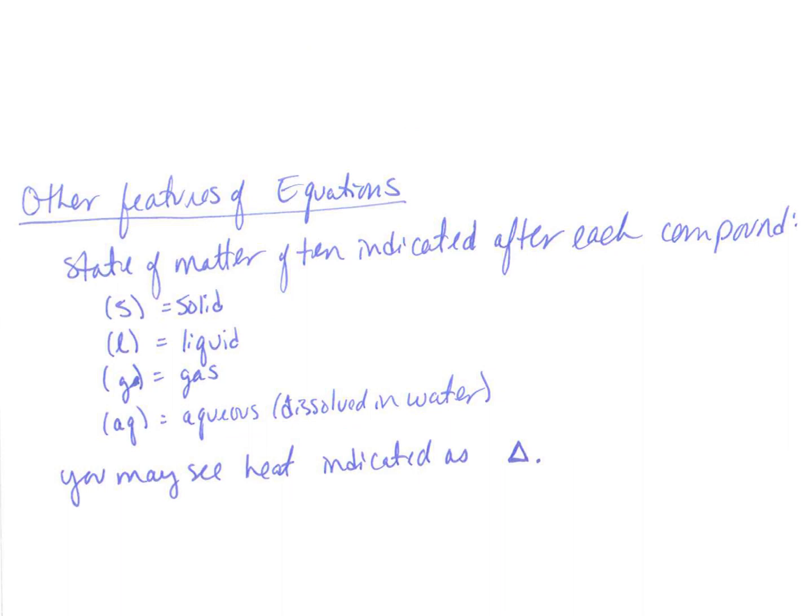Okay. Other things that we can put into a balanced reaction to tell more details about what's going on. We can put in the state of matter. If you have an S, that means solid, L is liquid, G is gas, and sometimes you see one that's just AQ. And all that means is that you've got something that's dissolved in water.